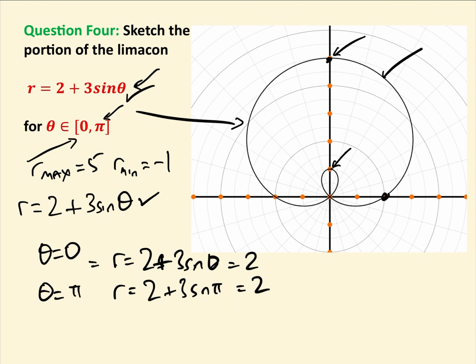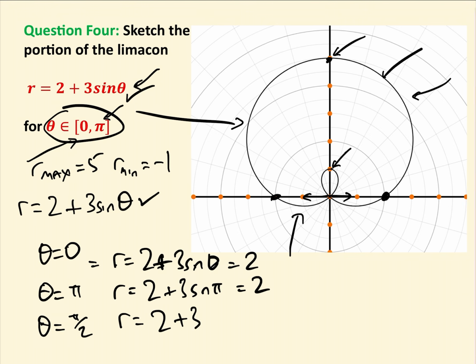So therefore, we know that this point here, i.e. theta equals 0, r is 2, and this one, theta equals pi, r is 2. We know those 2 points are part of the domain, but is it this bottom bit or the top bit which is contained in this domain? To find out, we need to make theta be somewhere in between 0 and pi. So let's say theta equals pi over 2. And there we have r is equal to 2 plus 3 sine pi over 2, which is equal to 2 plus 3, which is equal to 5.